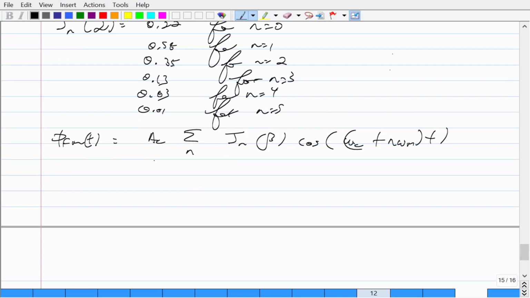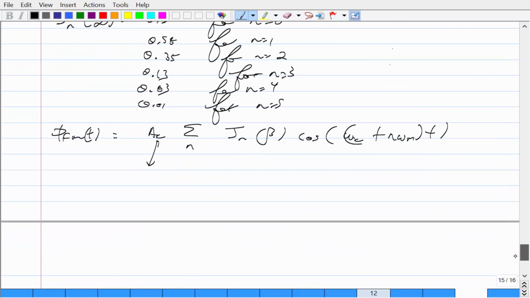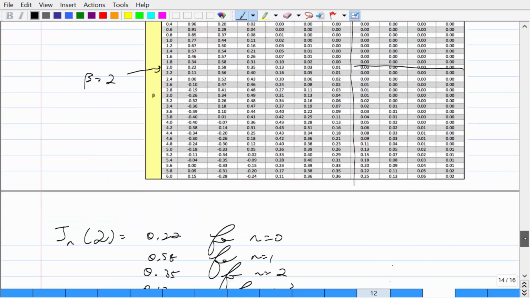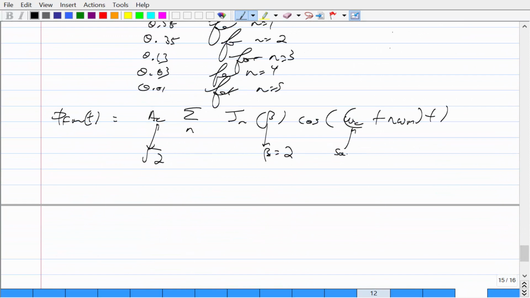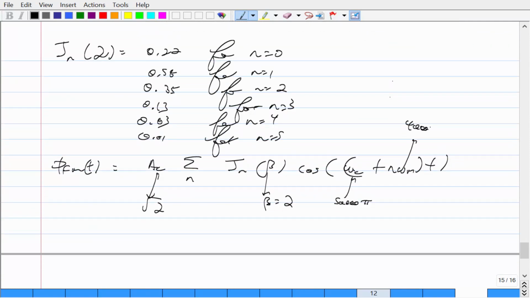In this case, this is the carrier amplitude, which is given to us as root 2. Our modulation index was equal to 2. This omega_c is given to us already. It was 25 kilohertz, so this is equal to 50,000 pi. And our modulating frequency was 2,000, so omega_m is 4,000 pi, because f_c here was 25,000 and f_m is 2,000.